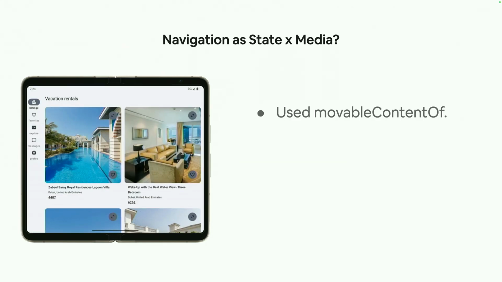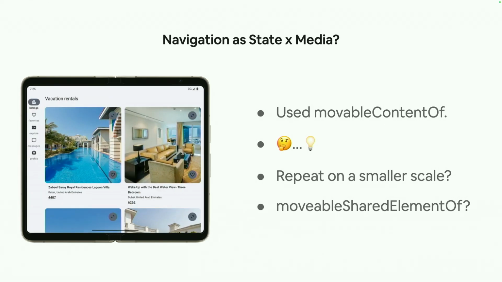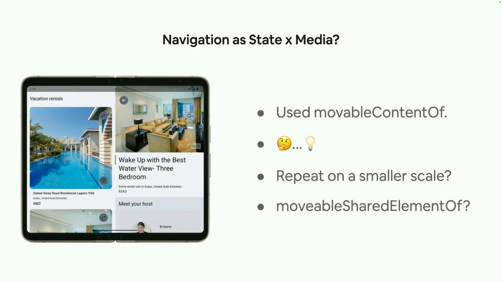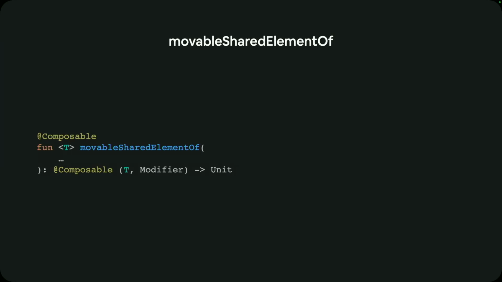But where the light bulb goes off and things start to get really cool is, what if I repeat this on a smaller scale? Is there anything like a movable shared element? If I can move a screen, its view model, all its state, just like that, what happens if I apply this to shared elements? Well, let's talk about what movableContentOf is. You literally hold a composition as a value. In the same way you can hold a reference to a string or an integer, you can hold a reference to a composable, a node in the UI tree. You have a reference to it, and you can yank it out and place it anywhere you want.